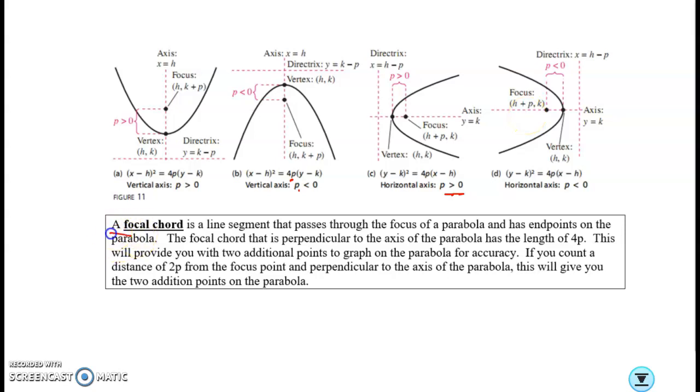And then we also have another new term called the focal chord. This is a line segment that passes through the focus to 2 points on the parabola. And I'll describe to you what the focal chord does for us when we actually graph a couple.